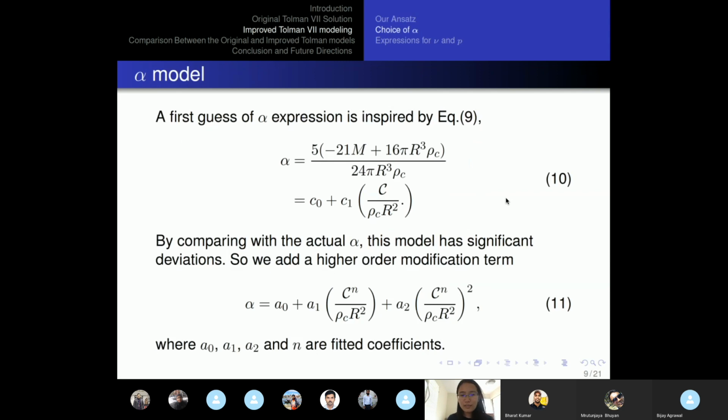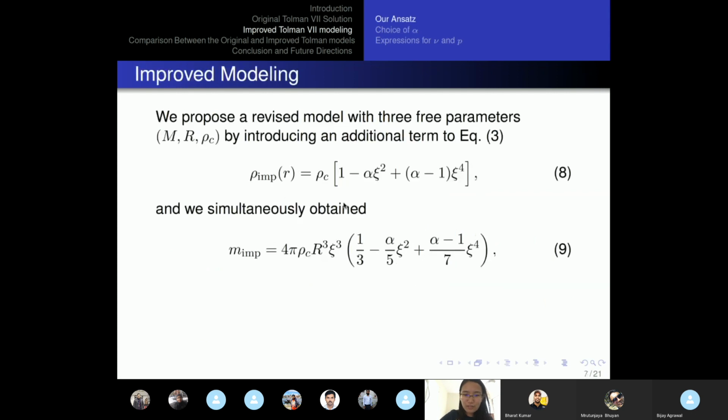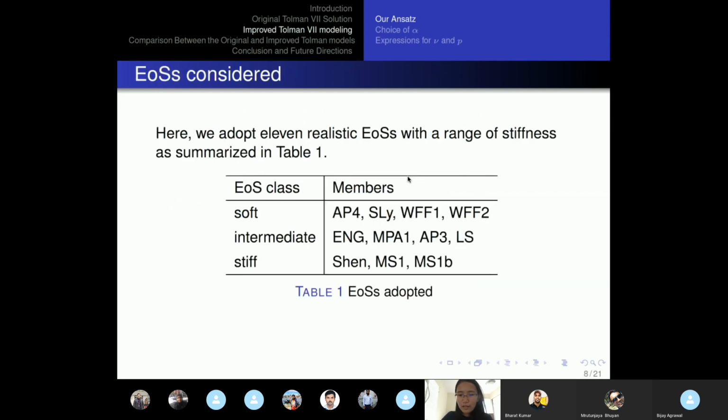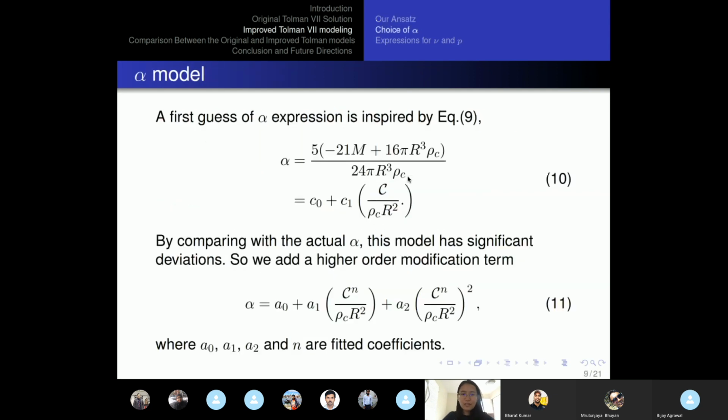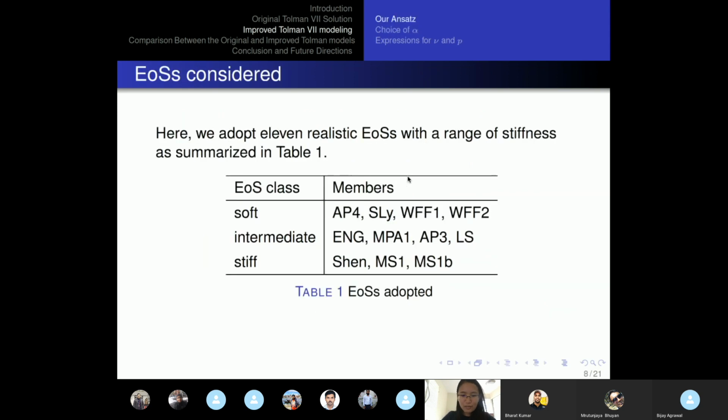So how do we get this alpha? This alpha is very messy because previously we obtained it by fitting equation 8 with the numerical profiles. In order to make this model useful, we have to find an analytic expression for alpha. Our first guess is inspired by equation 9, which is this one.